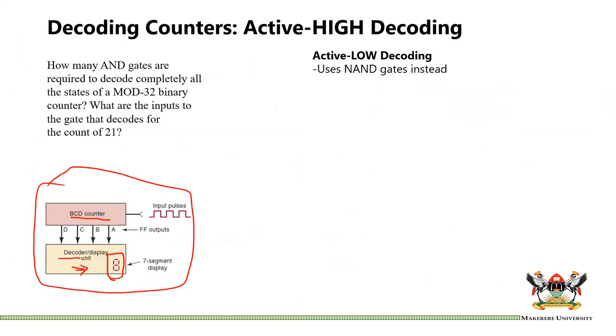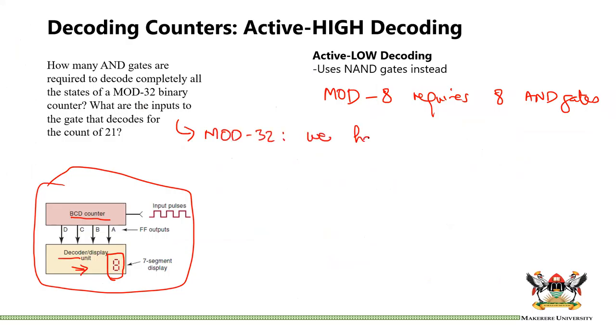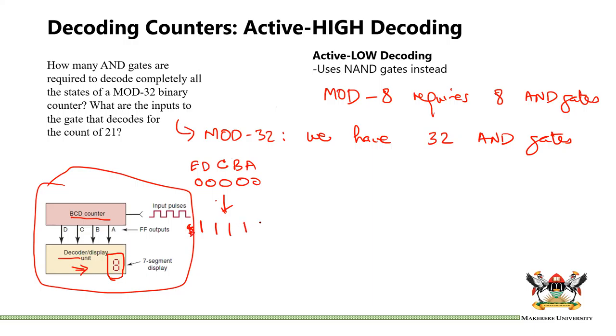Let's see how many AND gates are required to decode completely all the states of a mod 32 binary counter. We have seen that mod 8 requires 8 AND gates, because each state is decoded by a unique AND gate, since you're feeding it with unique inputs. Now that means here that for a mod 32, we have 32 AND gates. So that we have E, D, C, B, A from 00000 all the way to 11111. And each of these needs its own AND gate. You have AND gate 0 to AND gate 31.